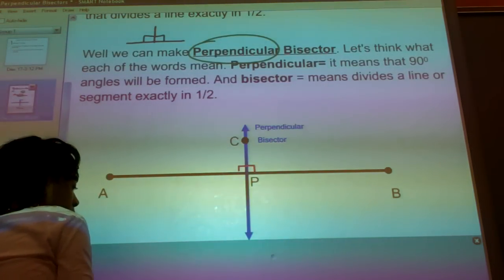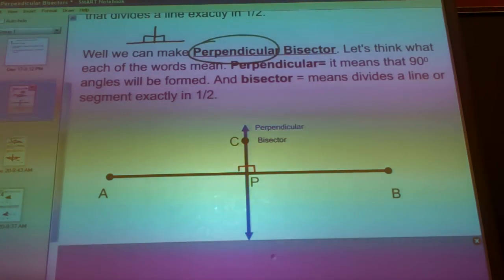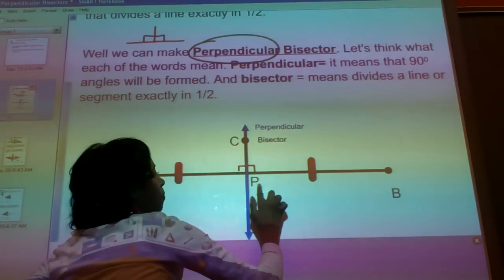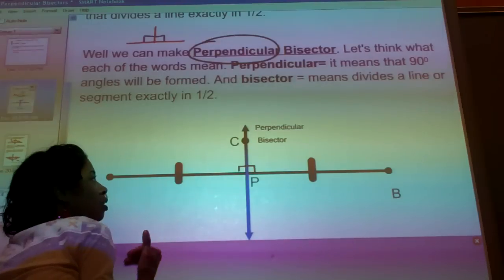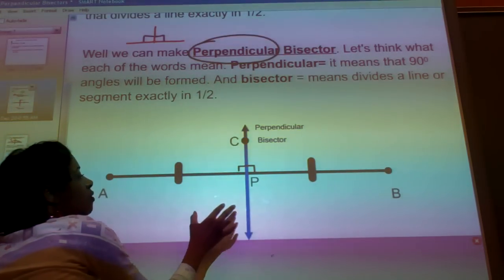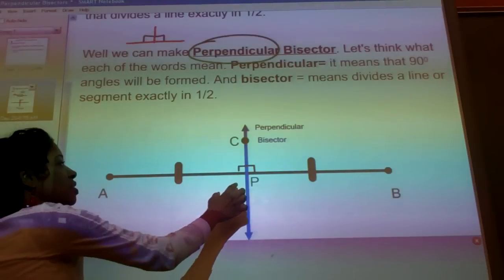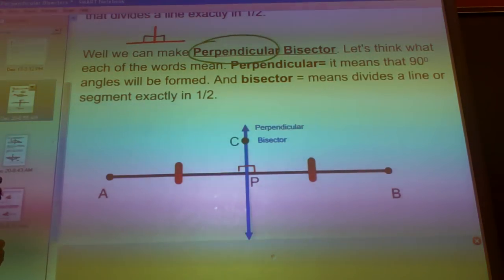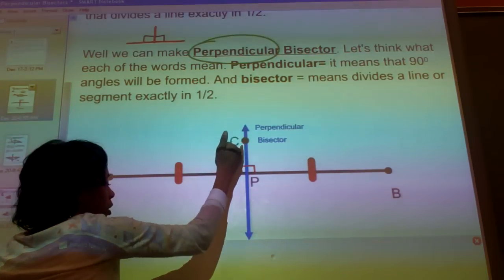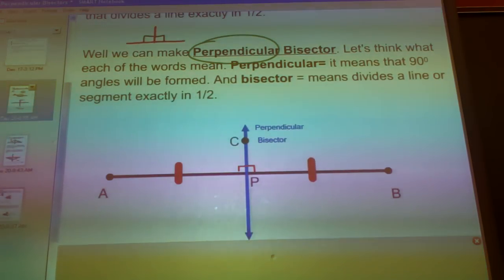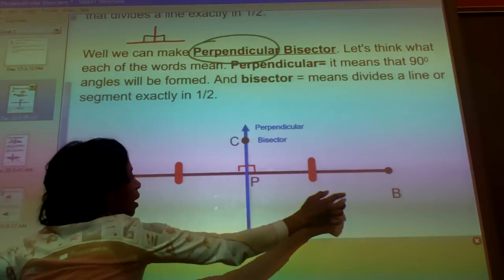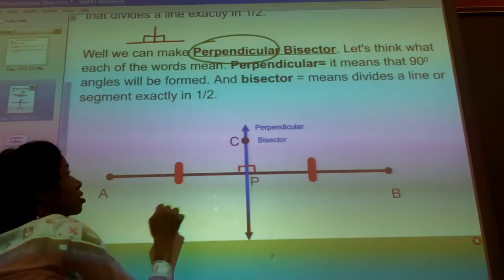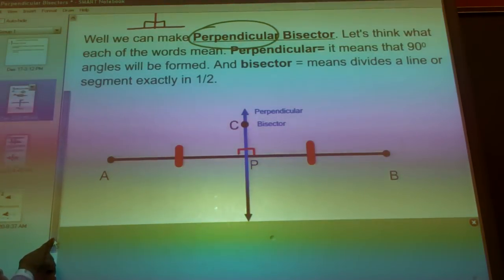And the word bisector means that I am dividing the line in half. So AP is congruent to BP because the perpendicular bisector is going to divide line segment AB in half and at the same time cause it to form 90-degree angles, therefore making this a perpendicular bisector. The perpendicular bisector again is line CP. It divides line segment AB exactly in half so that AP is congruent to BP, and at the same time it causes two 90-degree angles to form.